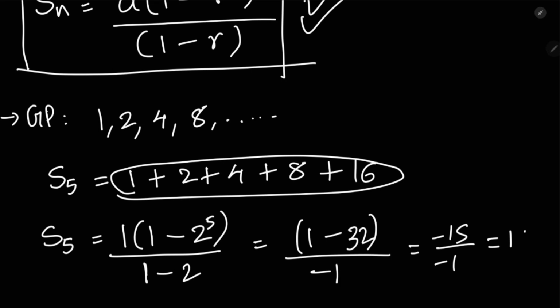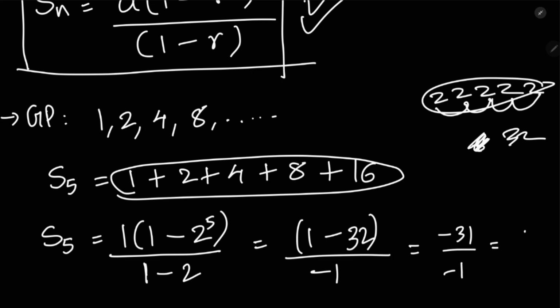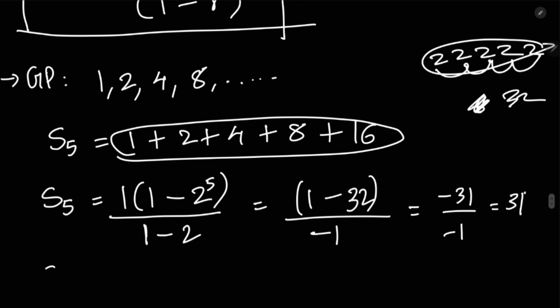Yeah. So let me check this. Yes, I have 4 times 2 to the 4, 4 to the 8, 8 to the 16, 16 to the 32. So yeah, if we have 2 power 5, it's 32. So I have this. Then this will be equal to minus 31 upon minus 1, which is just 31. So the sum of the first 5 terms of this geometric progression, this one here, is 31.